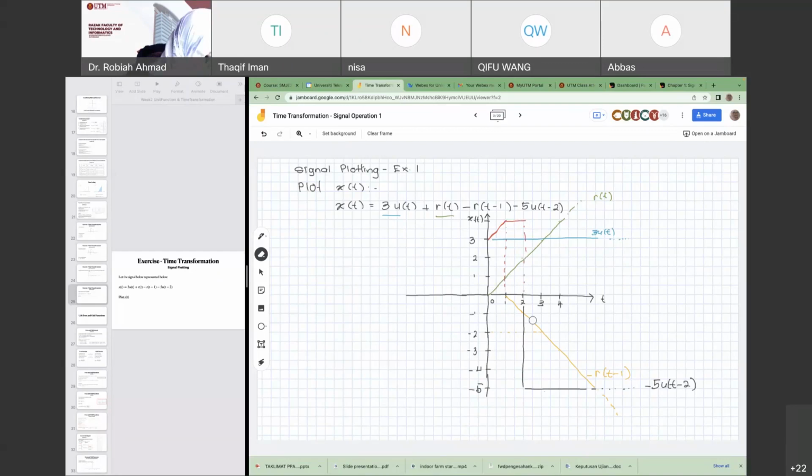At time 2, the blue has been cancelled. Now we only have the black. Okay, black and the amplitude is 5. So now when it shifted just now, it is 4. So 4, somewhere here. Okay, so this will be our final signal x(t). Okay, any question?